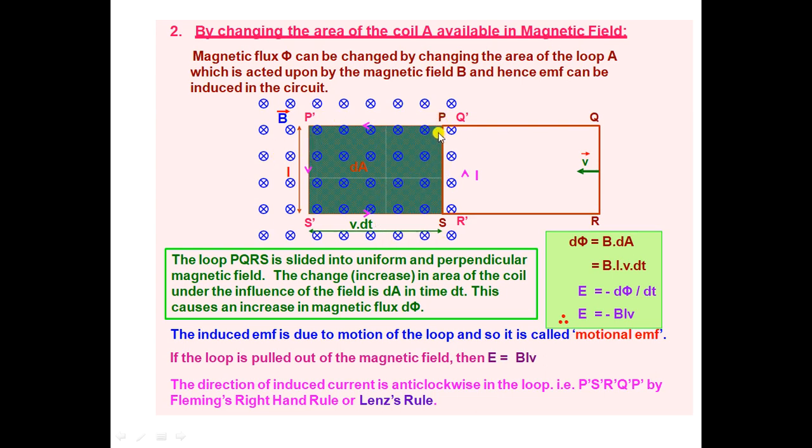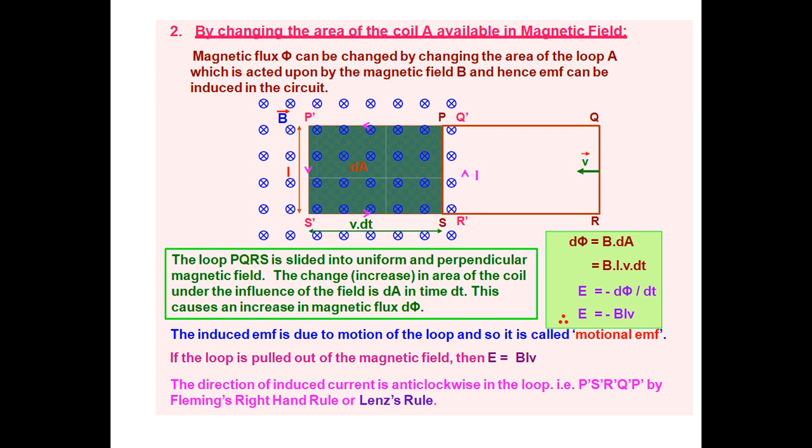Then suppose PQRS, this is the area, is slid into a uniform and perpendicular magnetic field. It is moving with a velocity v, sliding in this direction.